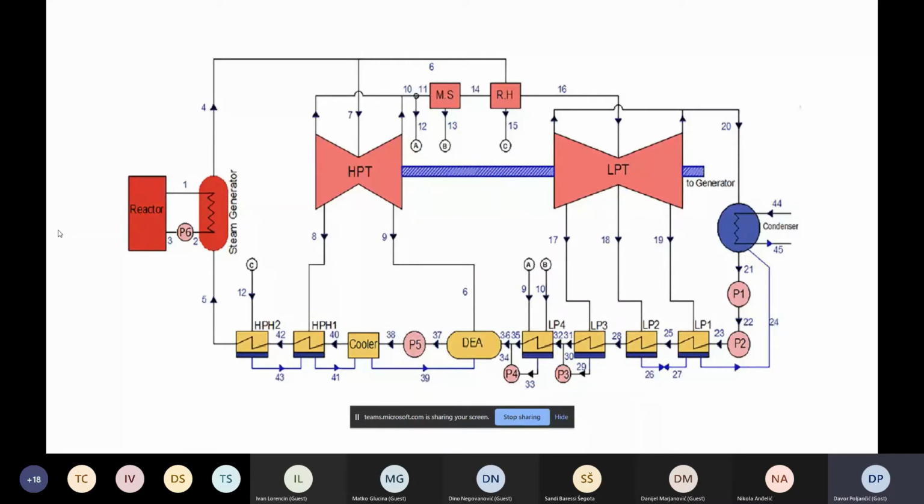condenser. A portion of the steam is separated from the turbines at certain pressure points, and it is used for heating the condensate in a series of heat exchangers, 2 high pressure ones and 4 low pressure heat exchangers. Between them is a deaerator, whose primary function is to remove oxygen and other dissolved gases in the condensate, and the cooler. Using pumps, the condensate is brought back to the steam generator and the process can start again.